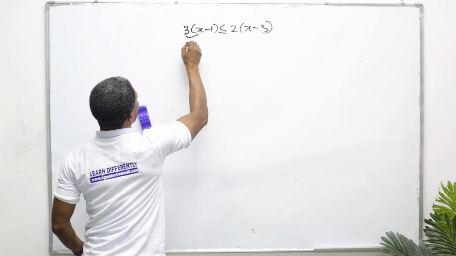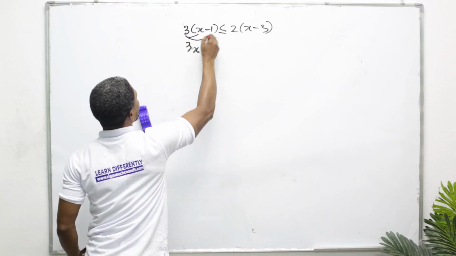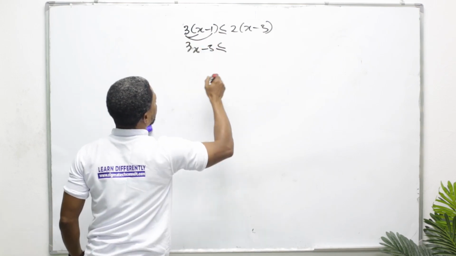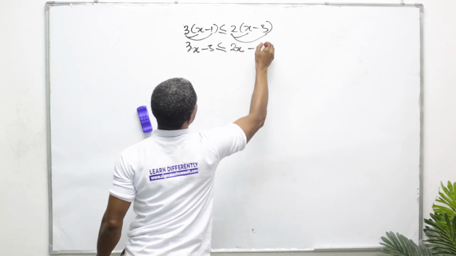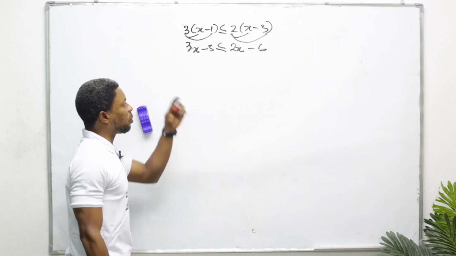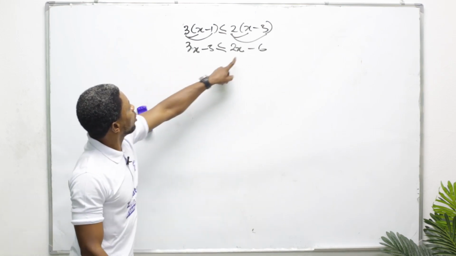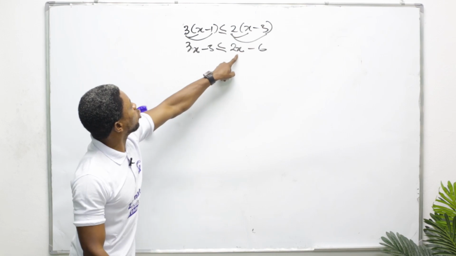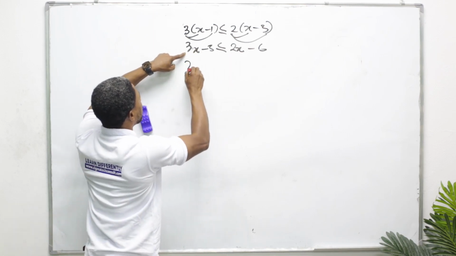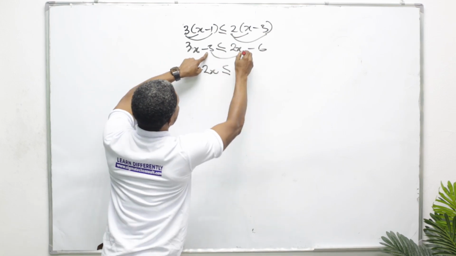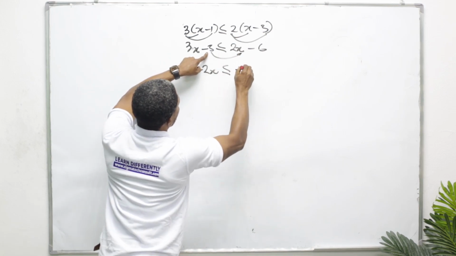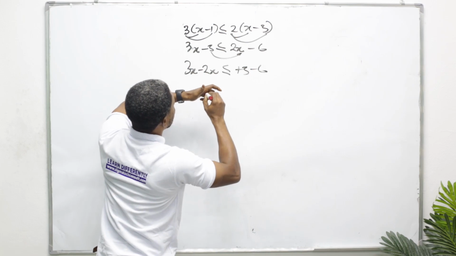So I will use 3 to multiply this, it becomes 3x. Use 3 to multiply this, it becomes minus 3, less than or equal to. Use 2 to multiply this, it becomes 2x. Use 2 to multiply this, it becomes minus 6. I've removed the bracket. Now 3x, 2x. 2x is less than this, so 2x should come to this side. 3x minus 2x less than or equal to what? This one goes to this side, that becomes plus 3 minus 6.